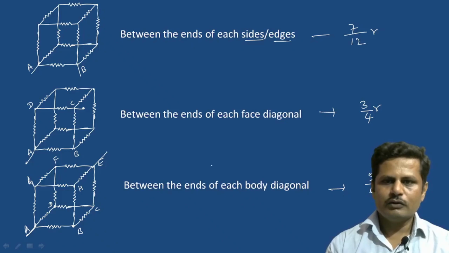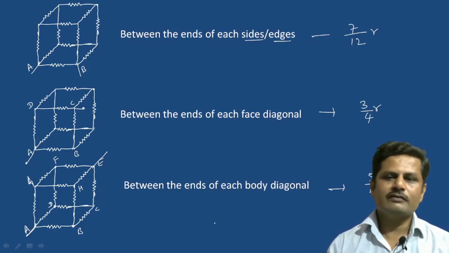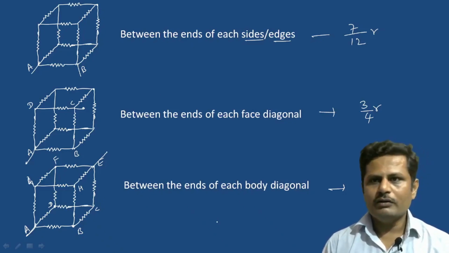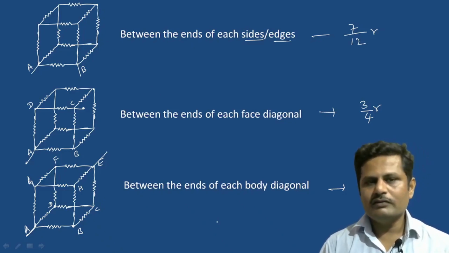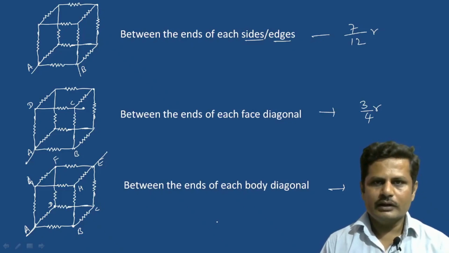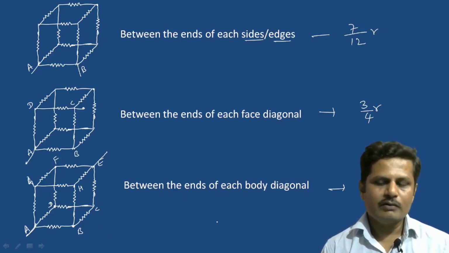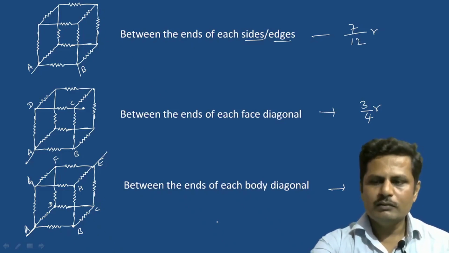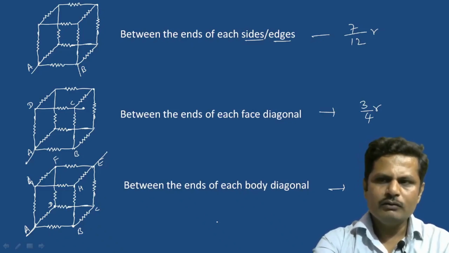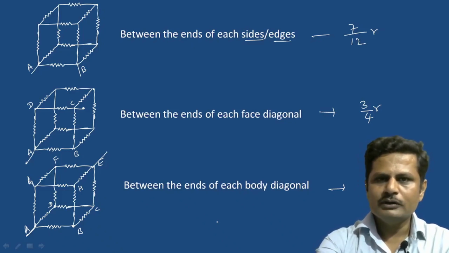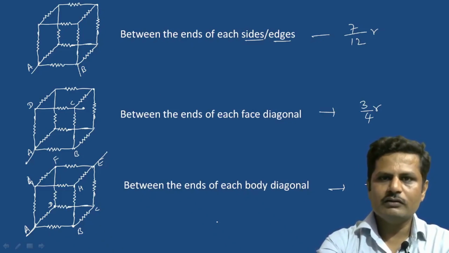In this question, what we discussed so far, we found between the ends of the body diagonal, that is AB. So therefore the answer would be 5 by 6. So in this way we can find out the effective resistances between the ends of the sides, face diagonal or body diagonal very easily. Hope this will be very helpful for you, and by using this trick we can mark the option in a fraction of time. Okay, let me move to the next question.